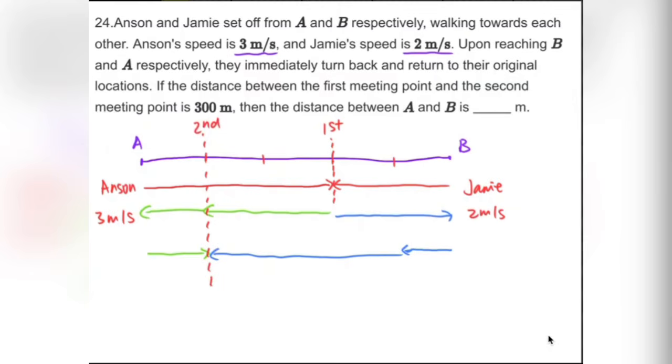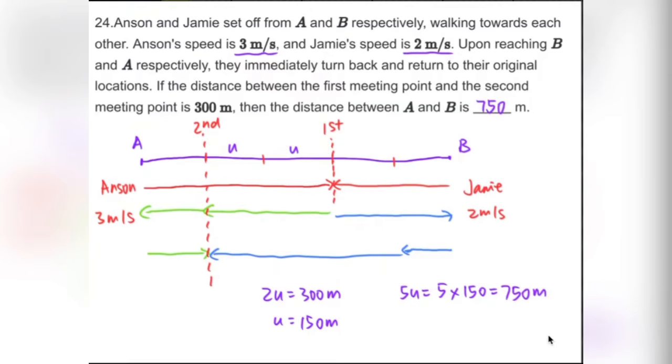Then according to the question, we know that the distance between these 2 meeting points is 300 meters, which means these 2 units add up to 300 meters. Then what about 1 unit? Yes, 1 unit should be 150 meters. Then what is the distance between A and B? You will see that there are 5 units. So 5 units equals 5 times 150, that is 750 meters.